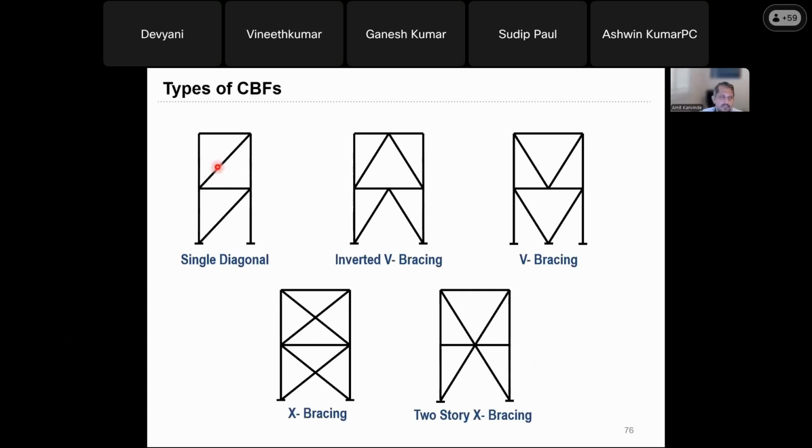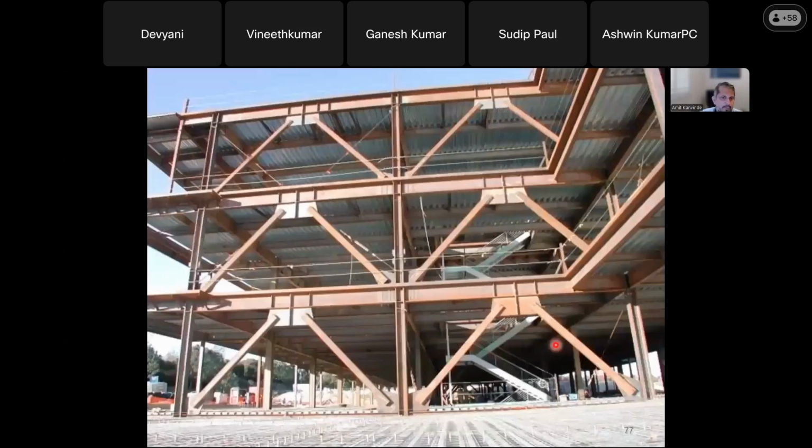A few things with CBFs: you could have single diagonal, inverted V bracing, or V bracing. For special concentrically braced frames, we generally do not allow single diagonal bracing because it tends to deform more one way than the other, due to its asymmetric response. But inverted V bracing, V bracing, or two-story X bracing tends to be very popular for CBF type structures. I'm going to show you a few photos.